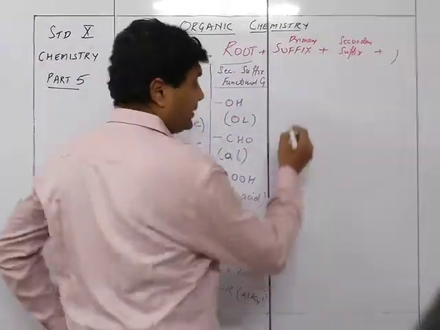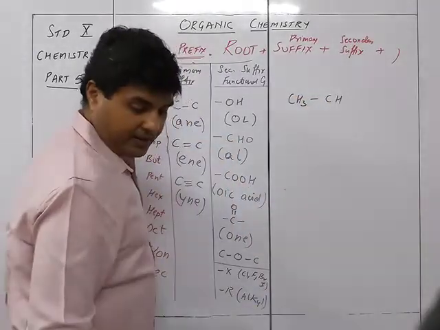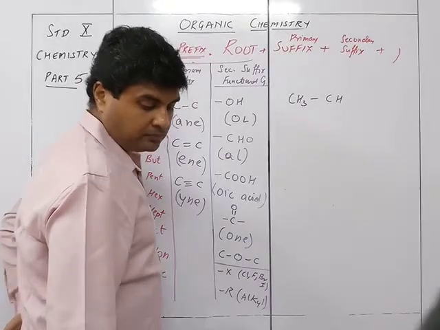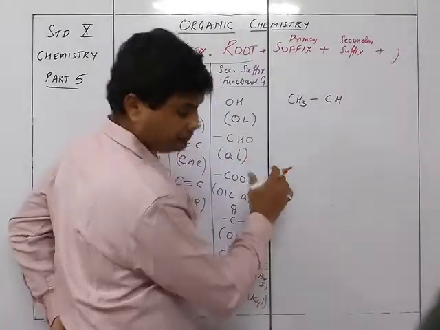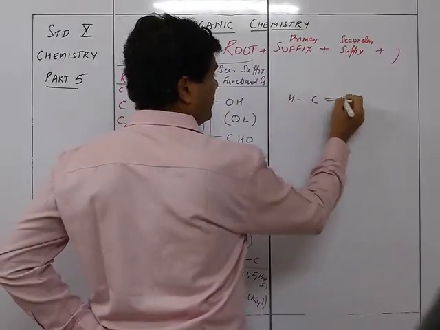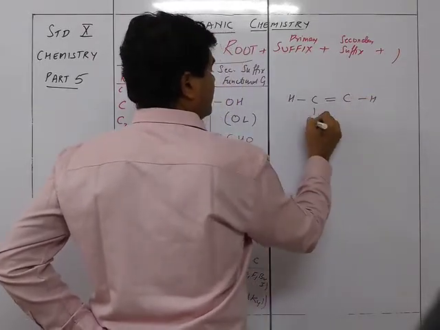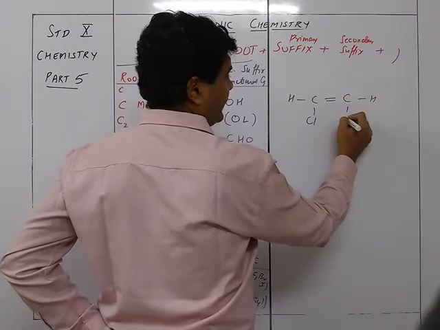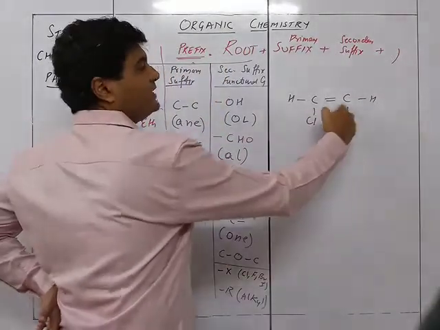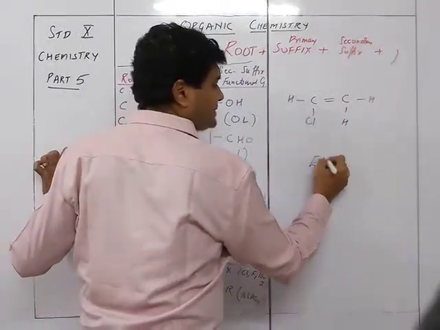It will be this way. Suppose we have CH3, this is CH, and, okay, I had better draw this. It's always easier to draw rather than writing it in this form. So suppose it is this way, and one more H over here. This is the figure given to us. Here there are only 2 carbons, so the root is eth.